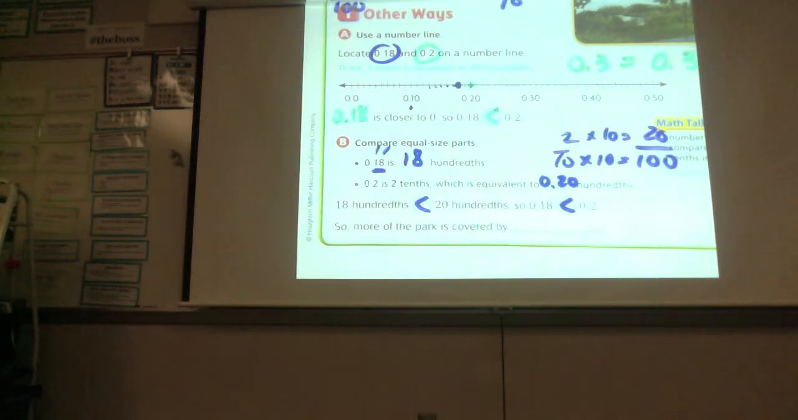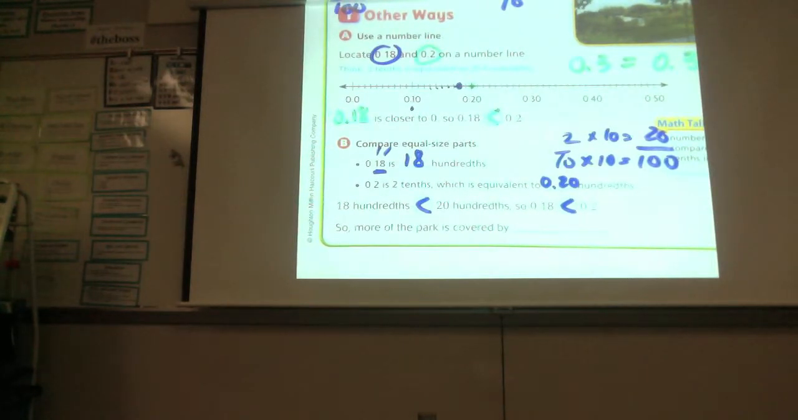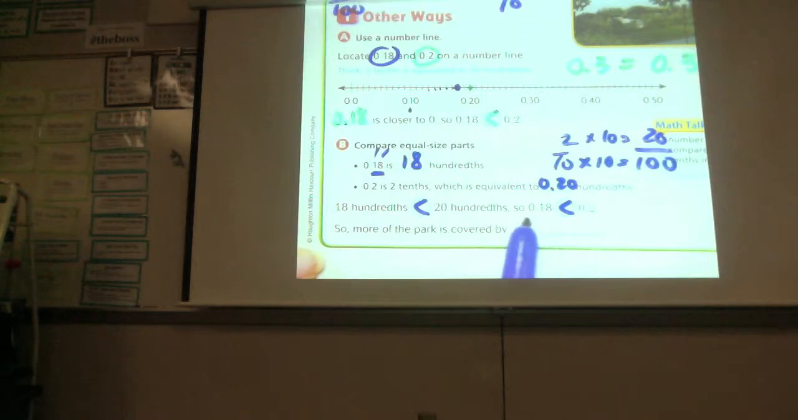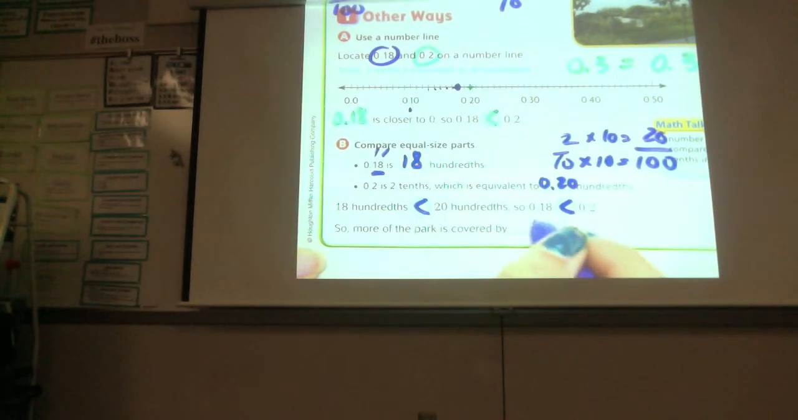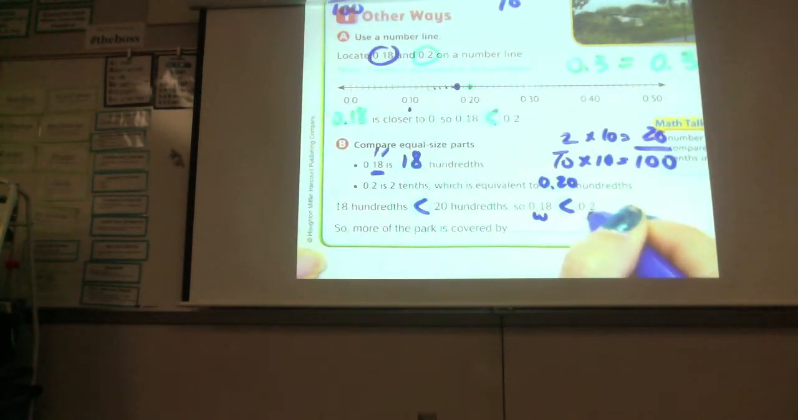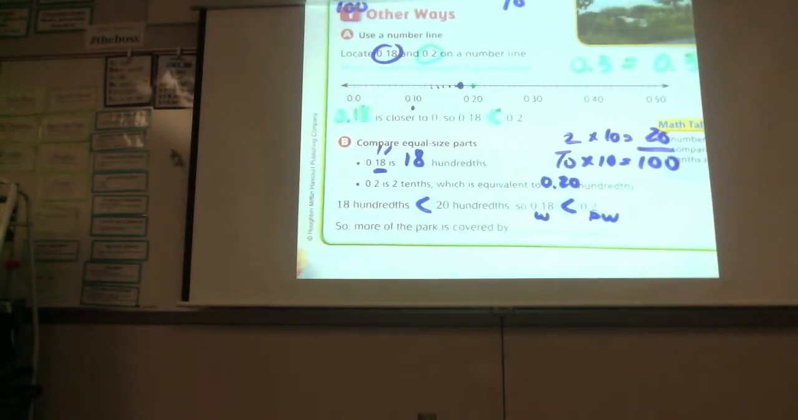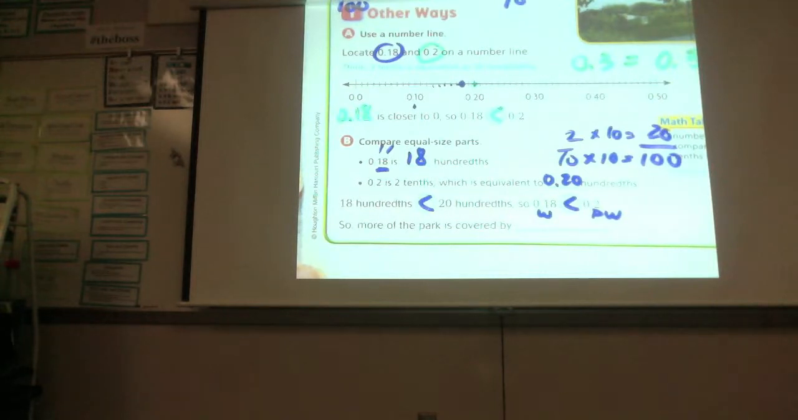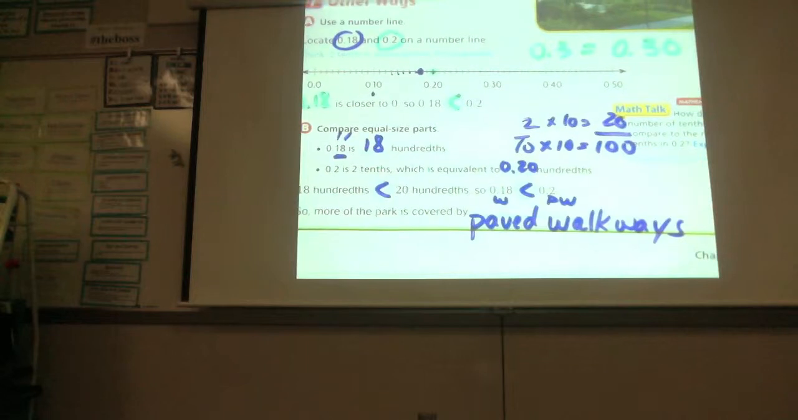So more of the park is covered by. Now I've done all these numbers and I've done the greater than and the less than. I have to go back to what was the question. The question was, is more of the park covered by water or paved walkways? Which one of these numbers represented the water? 0.2. So this was water and this was paved walkways. So which one, it says more of the park is covered by which one? Paved walkways. There you go.